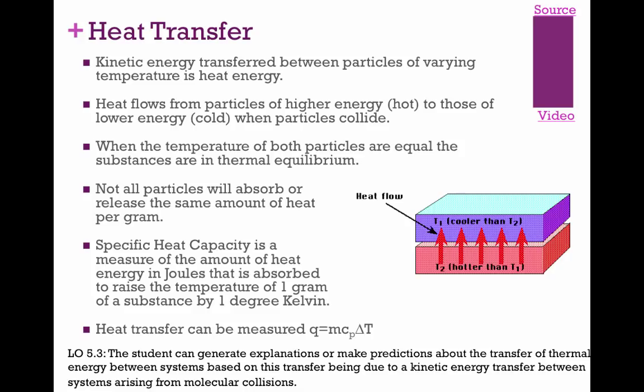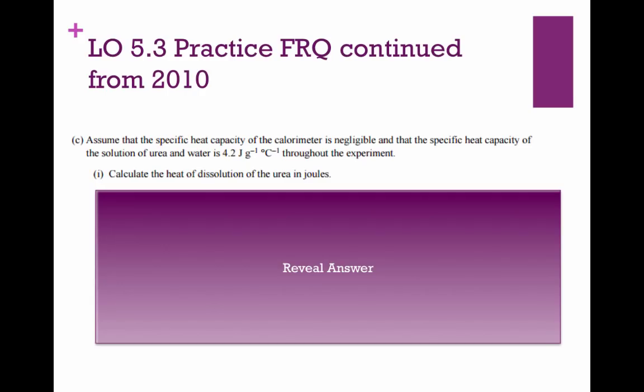Not all particles absorb or release the same amount of heat. That's heat capacity, right? Not all particles have the same heat capacity. But heat capacity is the amount of energy that it takes to heat 1 gram of something by 1 degree Celsius or 1 degree Kelvin. And that's when we use MC delta T. And so whenever you're thinking about specific heat, water tends to have one of the highest specific heats. It takes a lot of energy to heat up, and it takes a while to cool down.